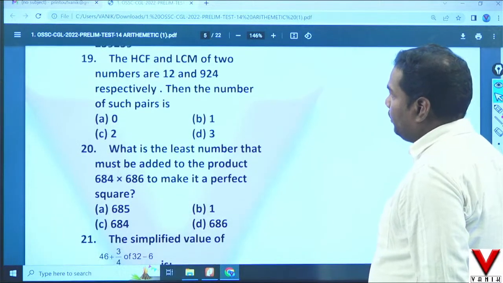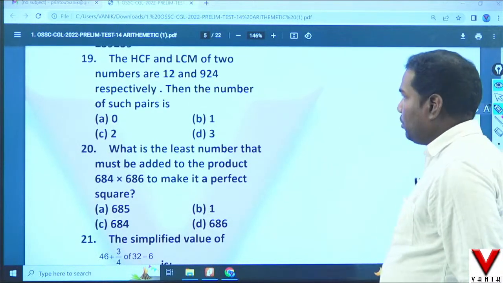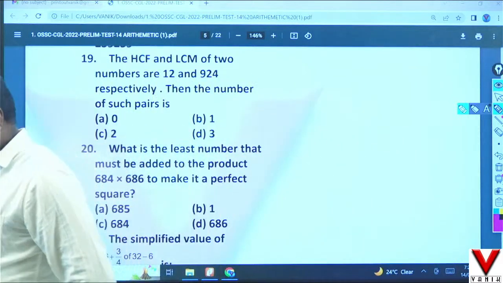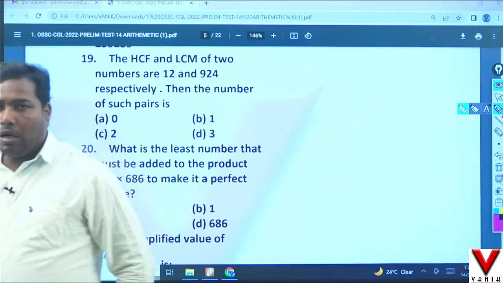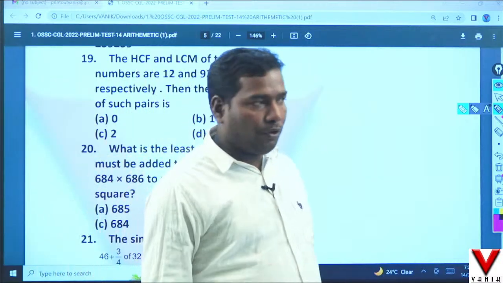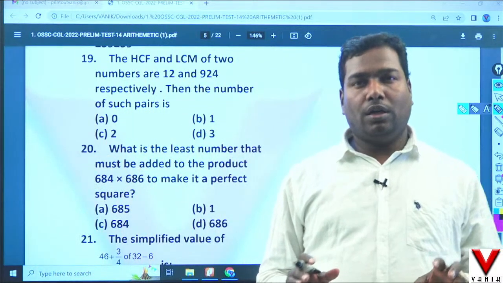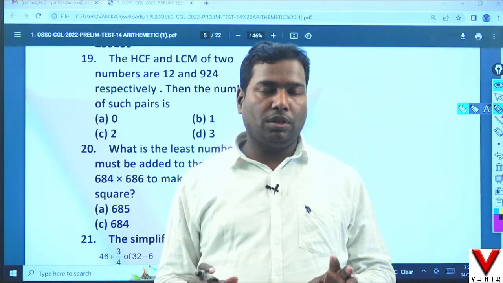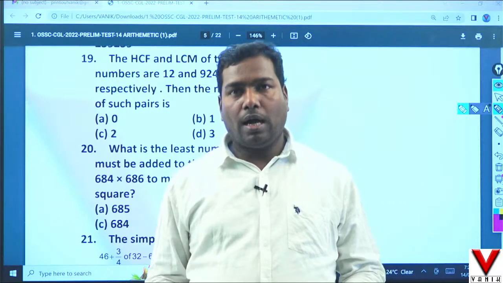Question number 19. These are the exam oriented questions. All questions are easy level questions. It takes only 10 to 15 seconds to solve a question. If you know how to solve the question, or if you have knowledge regarding the fundamentals, definitely you will solve these questions within the timing and also maintain your accuracy.